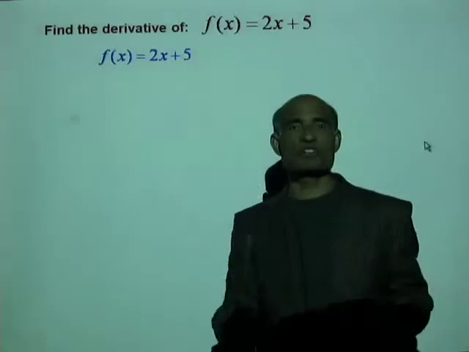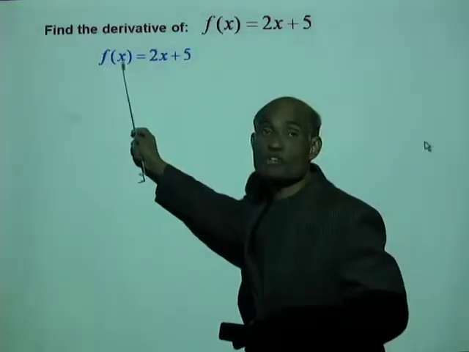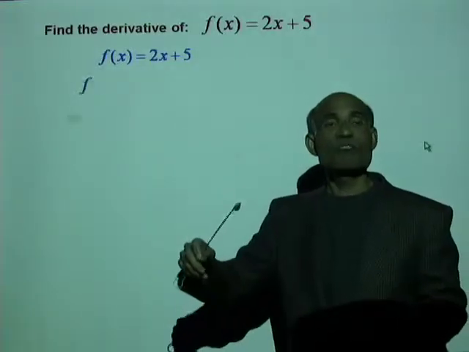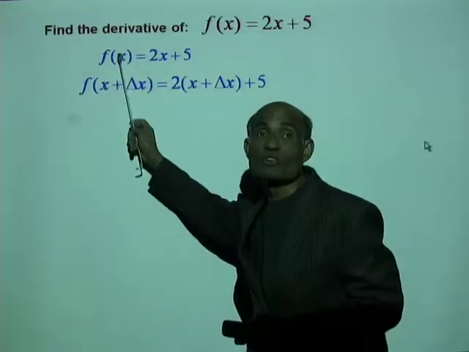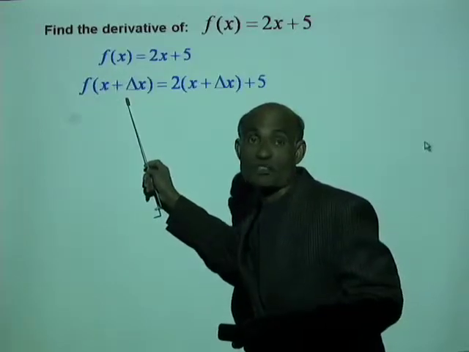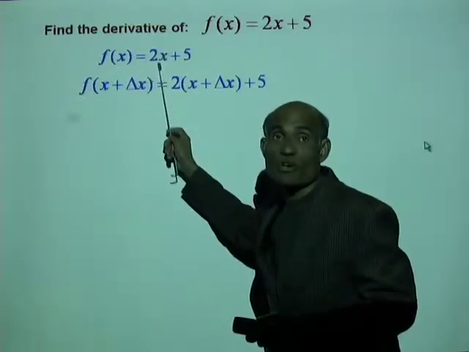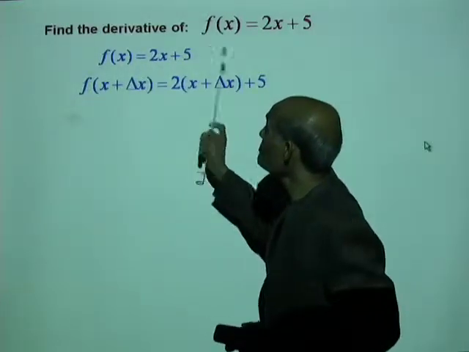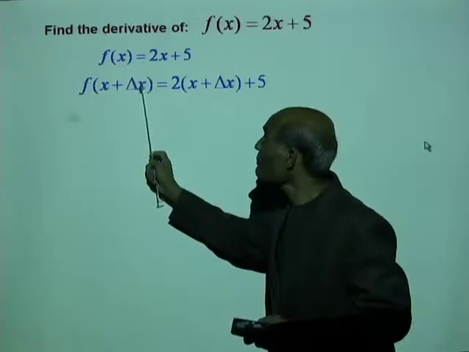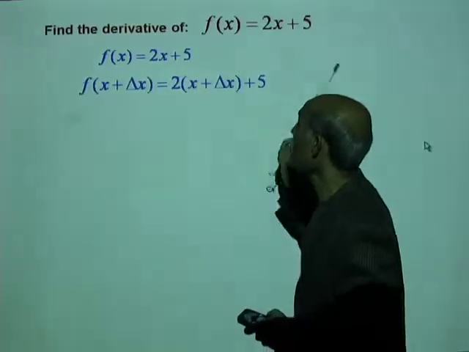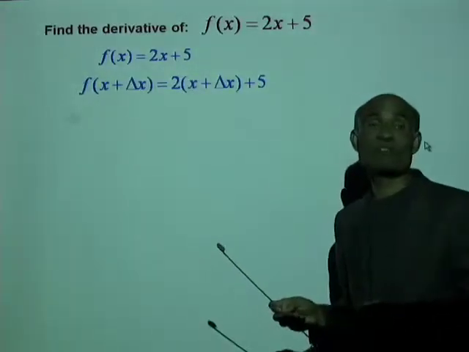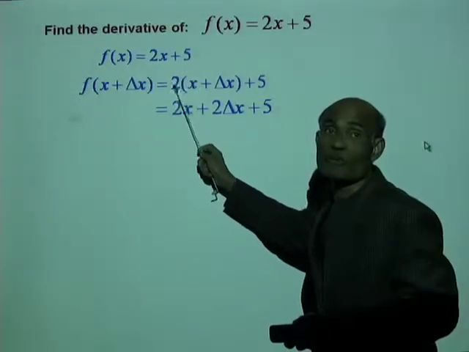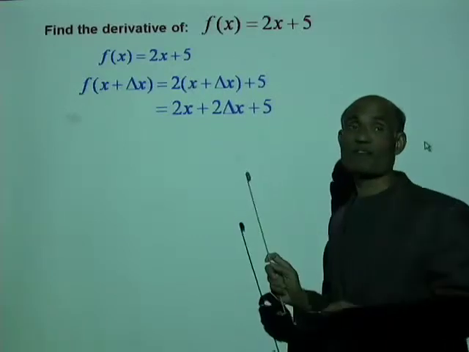Let's use the definition of derivative. So our function f of x is 2x plus 5. How about f of x plus delta x? The input is now x plus delta x. Means replace your x by x plus delta x there. So if f of x equal to 2x plus 5, f of x plus delta x is 2 times x plus delta x plus 5. Now, distribute there, it will be 2x plus 2 delta x plus 5.